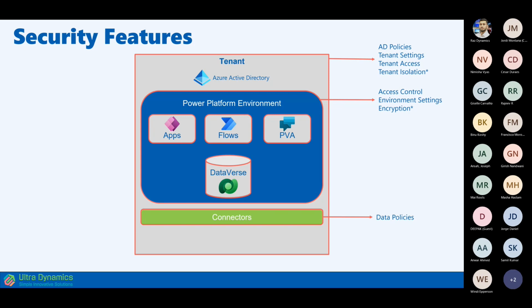Environment settings: there are some environment settings that come by default. You may want to tweak these when you create a new environment, or monitor to make sure that certain settings don't get turned on. And finally, you've got encryption. If there is a need to apply custom encryption keys, then again, that is something you may want to consider as part of your DevOps process as well.